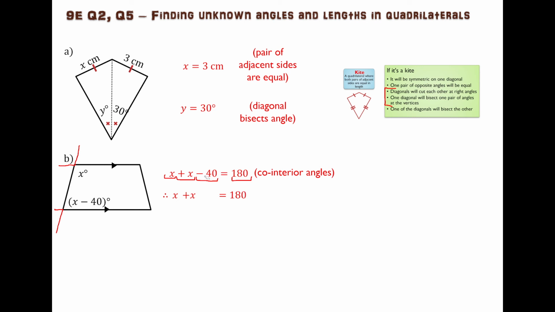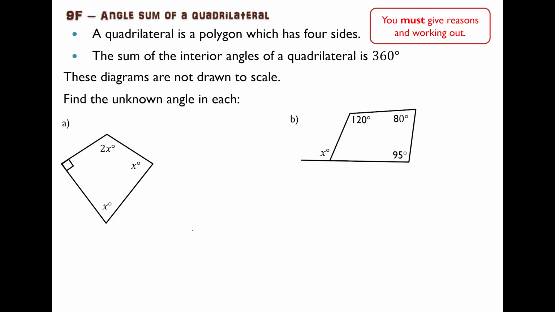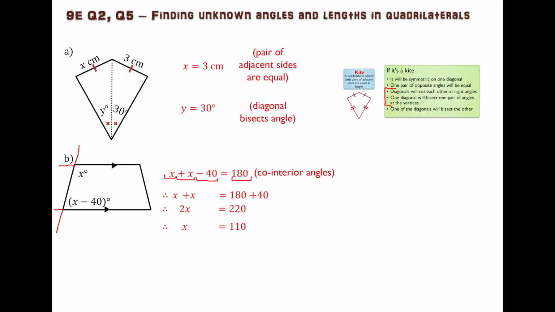Here comes the negative 40. It will turn into positive 40. x plus x equals 180 plus 40. Now we can simplify. One lot of x plus one lot of x is two lots of x, equals 180 plus 40, which is 220. And if 2 times x is 220, 1 times x is half of that. So x is 110.